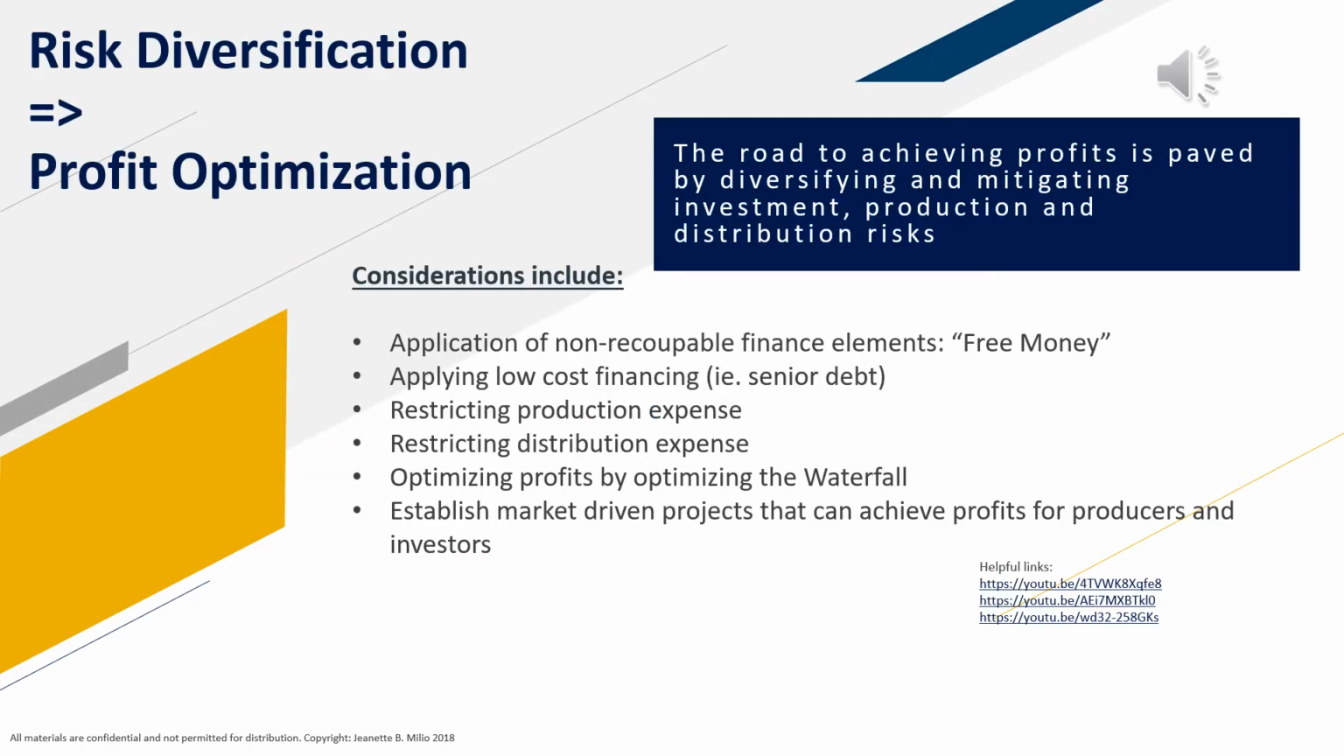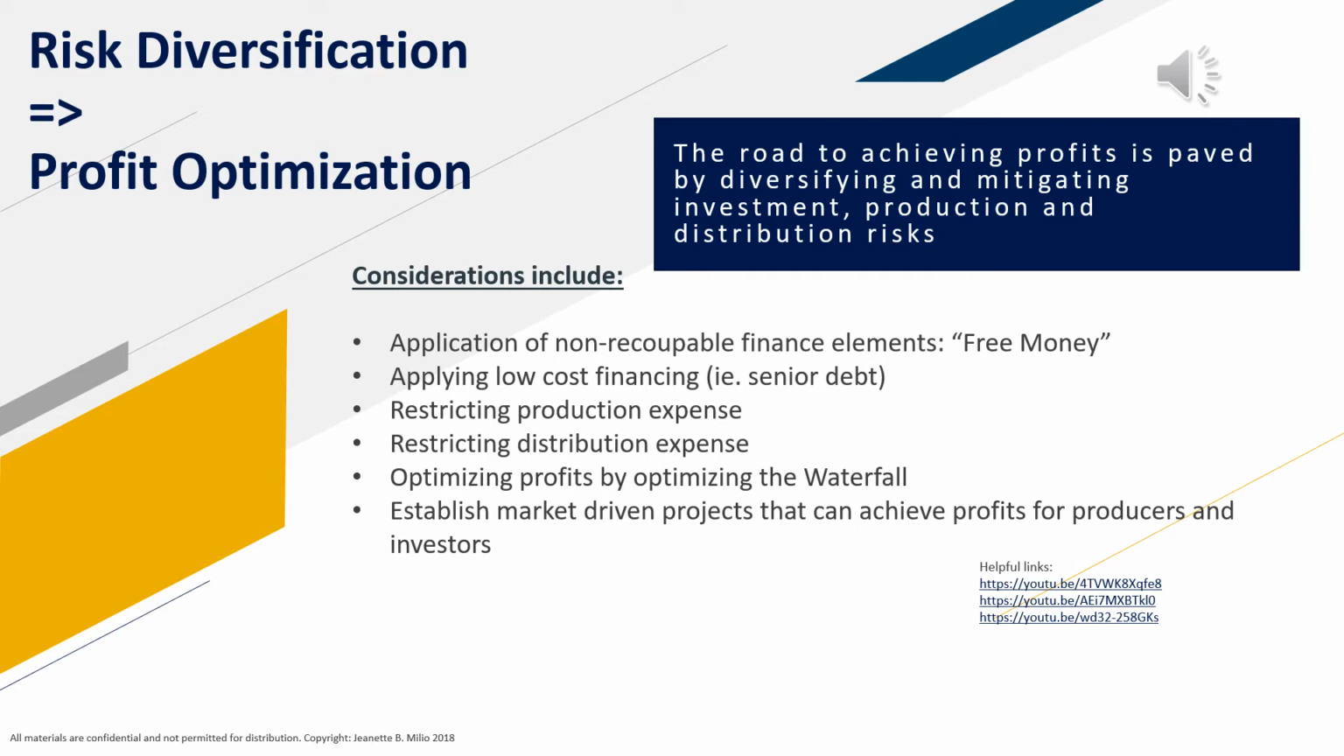When we focus on risk diversification and profit optimization, we have to think about including non-recoupable finance elements, as we call them, free money. We'll definitely have to think about the cost of our financing, meaning we're trying to put in the lowest cost financing as much as we can, meaning your senior debt is probably the least expensive. We are looking at restricting production costs as much as we can. We might defer some fees in order to keep the production costs low. We're obviously looking at restricting our distribution costs, meaning the sales fee and the distribution expenses.